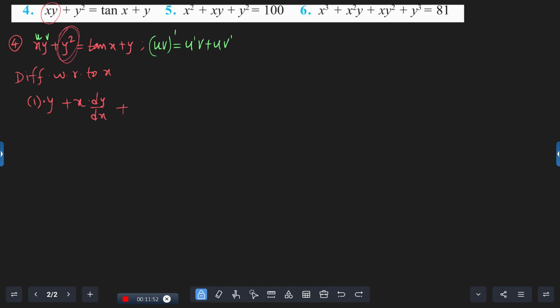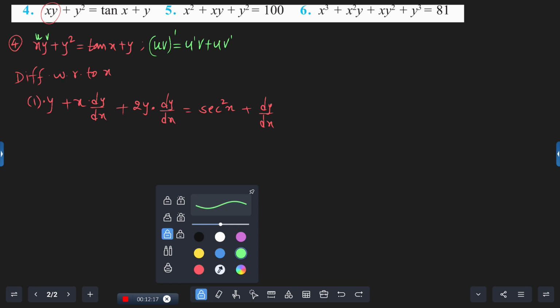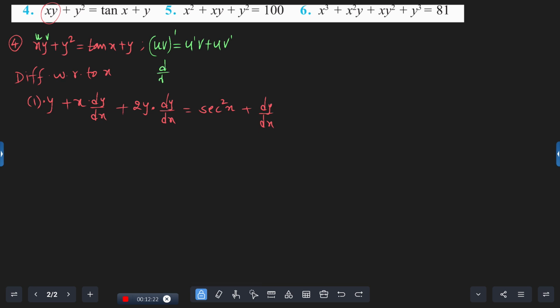Y square derivative, what? Y square: 2y into y derivative, dy divided by dx, which is equal to the right side, tan x. What is the tan x derivative? Tan x derivative is secant square x, plus y derivative dy divided by dx. So what all formulas are used? Let me mention here: UV formula is used and the derivative of tan is also used. Derivative of tan x is equal to secant square x.